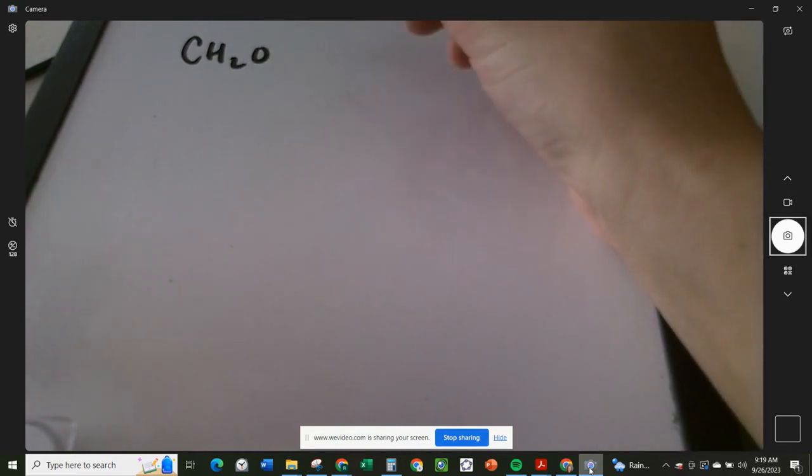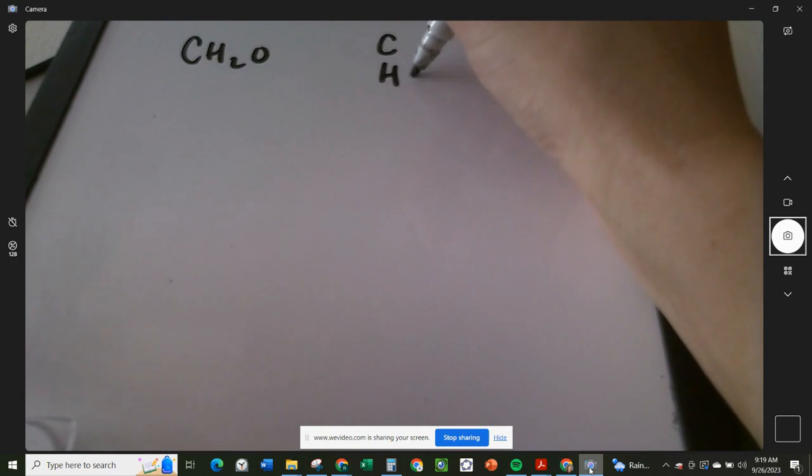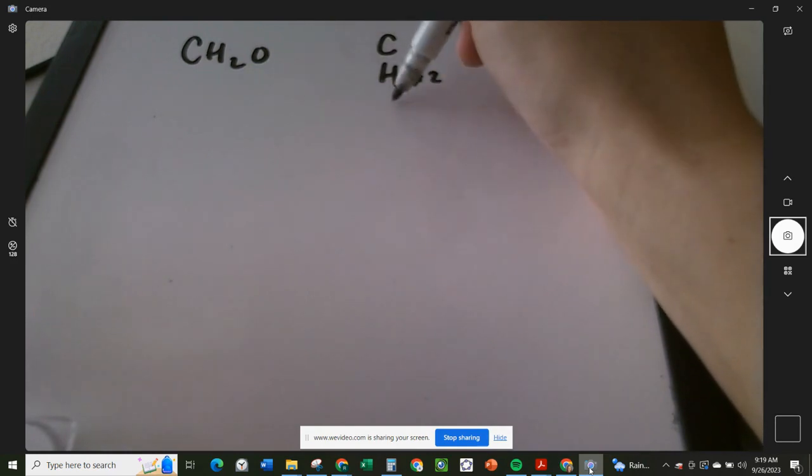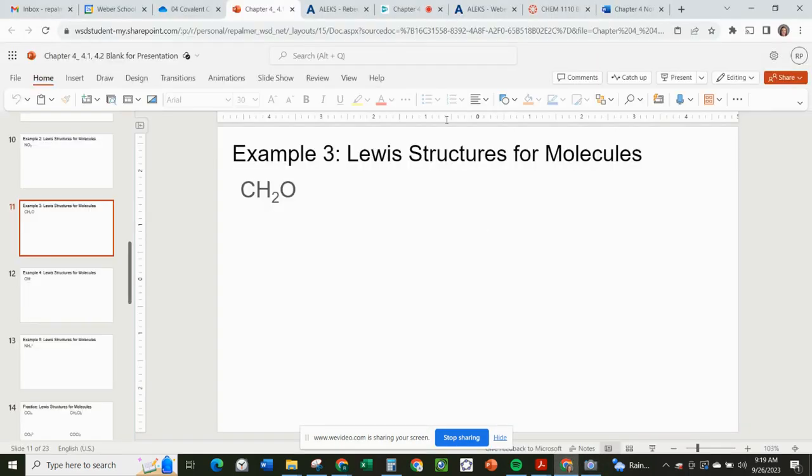So the first thing that we need to do is decide how many total valence electrons there are. So we're going to look at how many does carbon have, how many does hydrogen have, times 2, and how many does oxygen have. So we're going to go back to our periodic table.